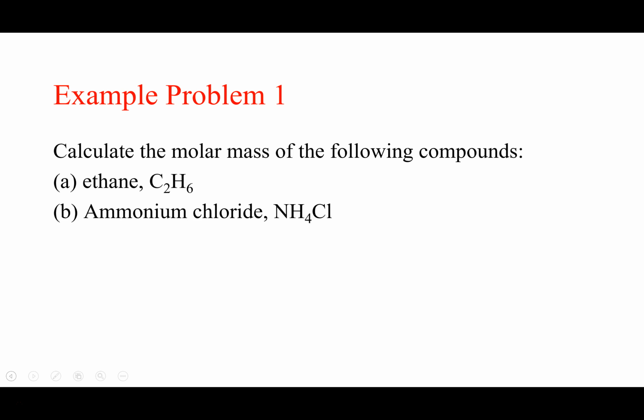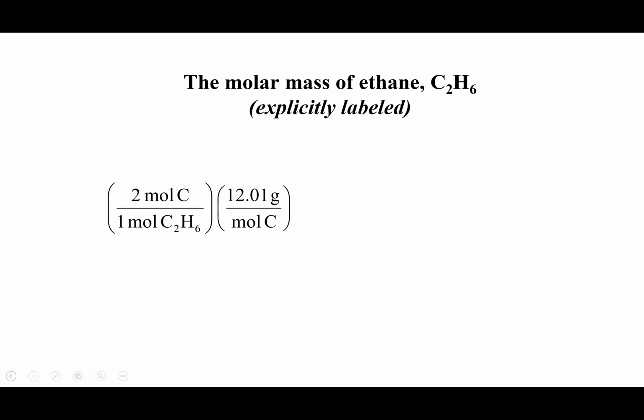So let's do a few. Let's come up with the molar mass of ethane, which is a molecular compound, and ammonium chloride, which is an ionic compound. This is going to be deja vu. We want molar mass now, not molecular weight and formula weight, so the units are going to be grams per mole. Now this says in italics, explicitly labeled. When I come up with a molar mass, for example for ethane, I'm not going to do it this way, but I'm just showing you how it works.